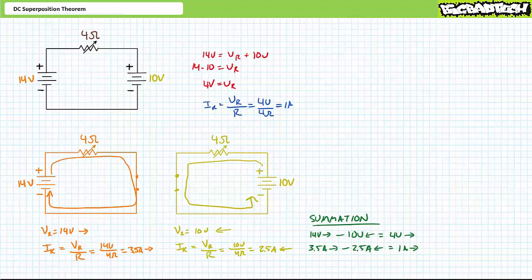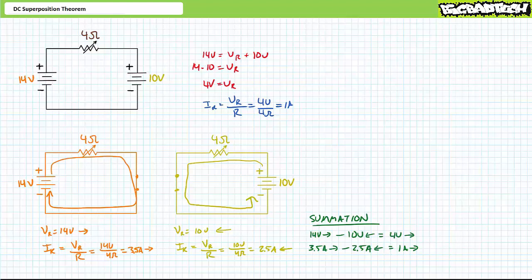14 volts, positive to negative, left to right, minus 10 volts, positive to negative, right to left, demonstrates the current controlling resistor ultimately experiences 4 volts, positive to negative, left to right. Similarly, 3.5 amps left to right, minus 2.5 amps right to left, demonstrates the current controlling resistor experiences 1 amp traveling left to right. The results obtained using superposition theorem do indeed match the results obtained using Kirchhoff's voltage law. I've got a reasonable degree of confidence these results are correct.